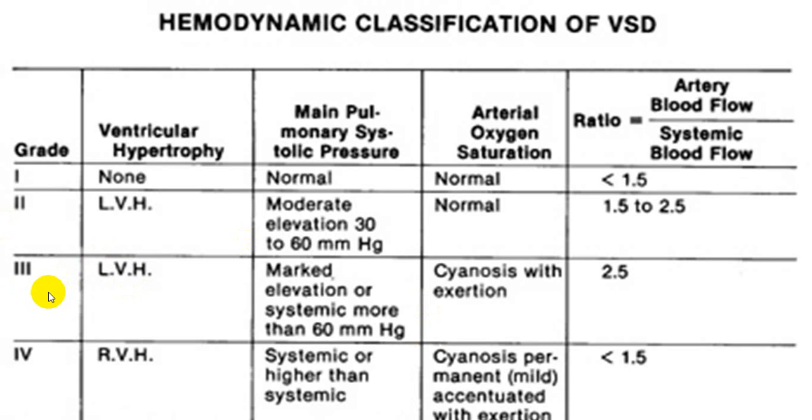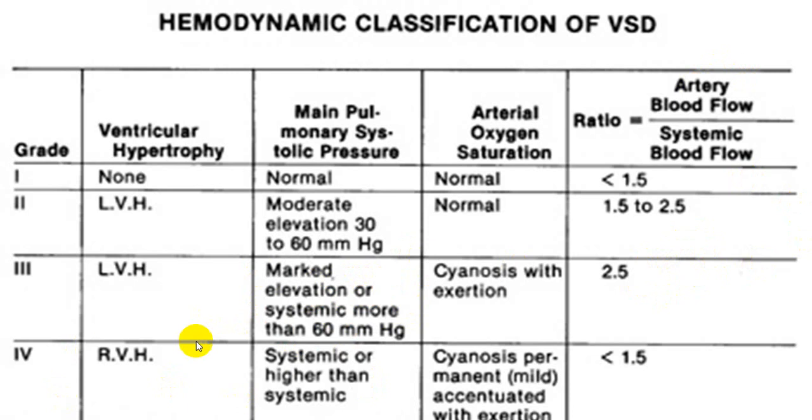In grade 3, LVH will still be there. Now cyanosis on exertion will be there. So the person will start developing decreased arterial saturation on exercise, and the pressure in the pulmonary artery will start rising to more than 60 millimeters, meaning more than systemic pressure. That will be the starting point where reversal will start, and the ratio is 2.5.